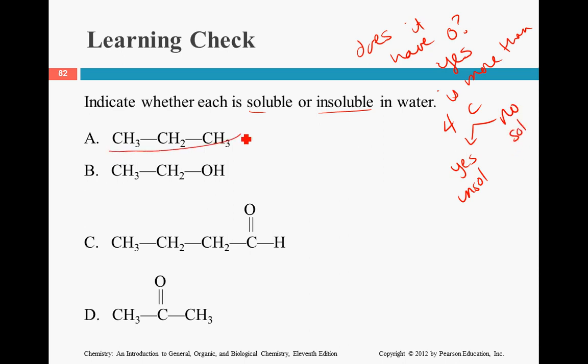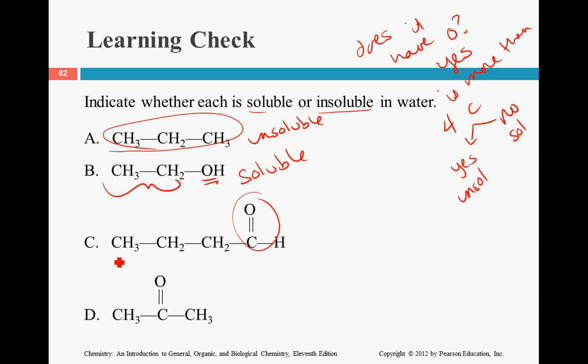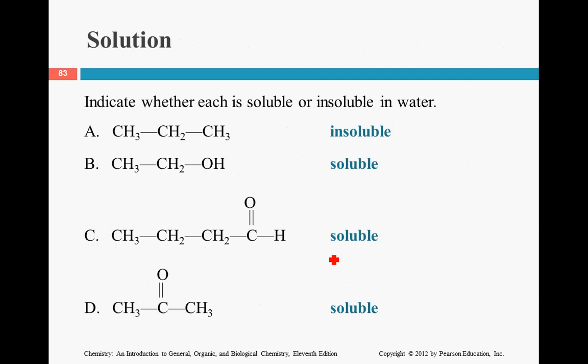So this has no oxygens in it, therefore it is insoluble. This one has an oxygen and it's less than 4, so that means it is soluble. This has oxygen, and it has 4. It's soluble. It might say slightly soluble. And then we have 3 with an oxygen. That, once again, is soluble. And once again, this is slightly soluble, but it's still soluble.